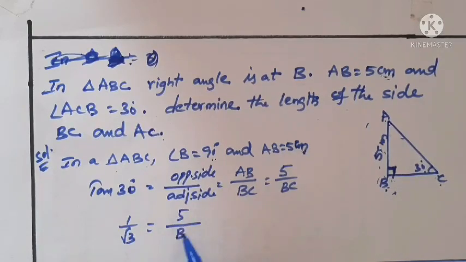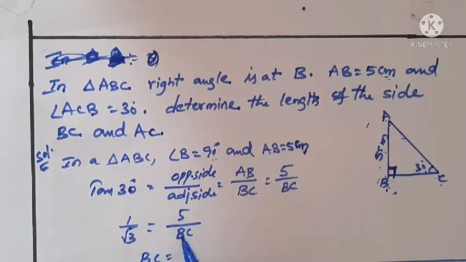5 by BC. And now BC equals, we have to do cross multiplication. That is 1 into BC, 5 into root 3, 5 root 3 centimeters. You will get BC equals 5 root 3 centimeters.